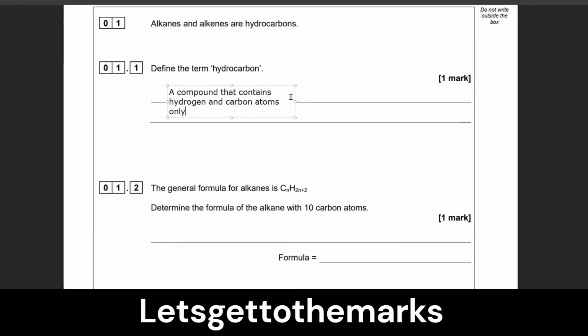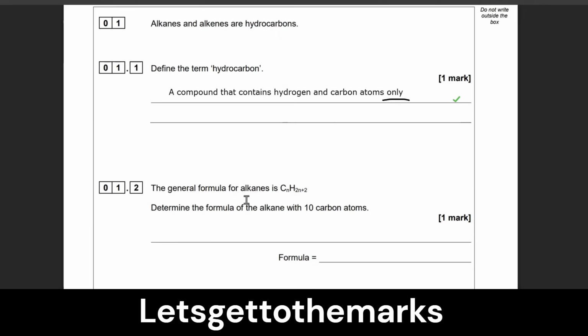Now, sometimes these are 1 mark. In the past, they used to be 2 marks, and they would stress that you had to say only hydrogen and carbon. Now they probably allow you to just say a substance that contains hydrogen and carbon, but it should be hydrogen and carbon only. If you contain hydrogen, carbon, and oxygen, like a glucose molecule, you are not a hydrocarbon. Right, let's move on to the next question.